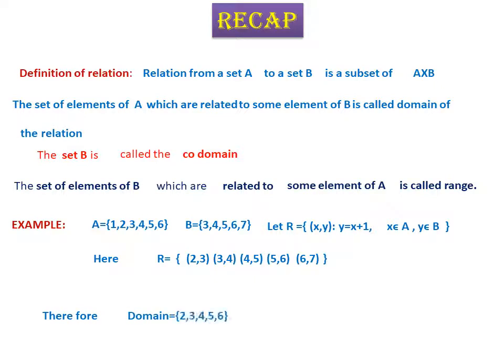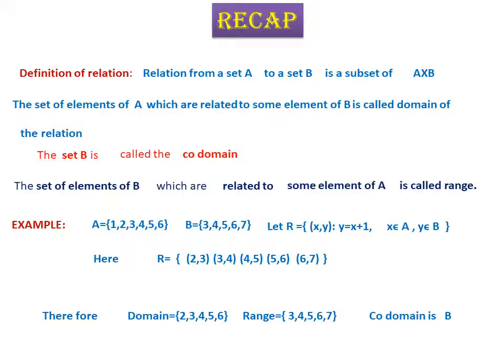Now here domain is {2, 3, 4, 5, 6}, because the definition of domain is the set of elements of A which are related to some element of B. So for 2, 3, 4, 5, 6, and range is the set of elements of B which are related to elements of A. Therefore it is {3, 4, 5, 6, 7}. And codomain is of course B, the second set is always codomain. So this is what we studied last year.